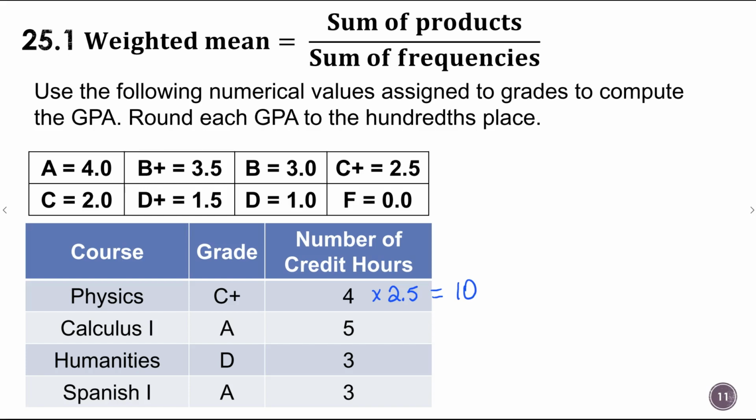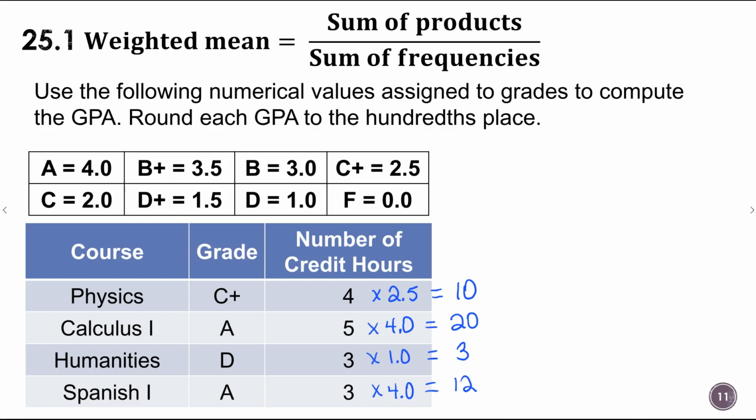And then an A in calculus, that's a nice grade to make in calculus. So in calculus, an A is worth 4.0. So you get 20 points for that class because it's 5 credit hours, and that can make such a huge difference. Humanities, you made a D. Somebody made a D anyway. And that's just 3 points. So you can see, whoa, that's not very good. And then an A in Spanish. So a 4.0, and that is 12.